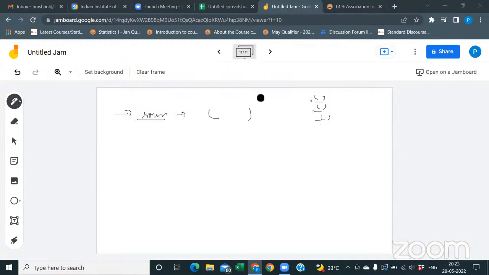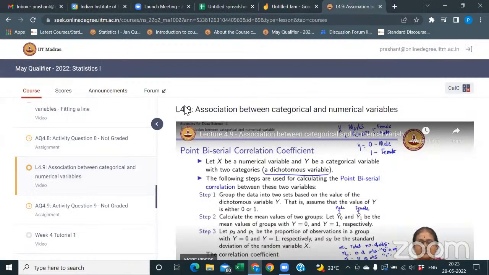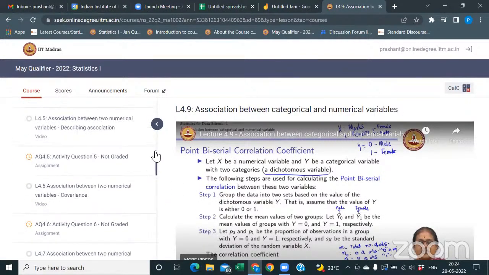Am I audible, sir? Yeah, you are audible. Graded assignment question number 3, how to solve that, sir? Please. Graded assignment, sample variance. Third week graded assignment question number 3. Who is asking about sample variance? Myself, sir. Sir, I am Sandeep Sharma. What is your doubt basically, Sandeep? Sir, find the sample variance.